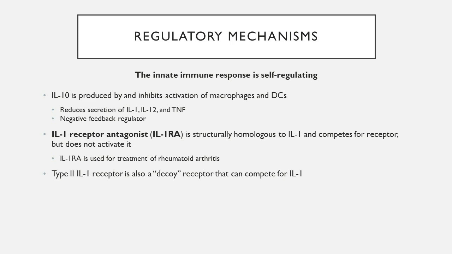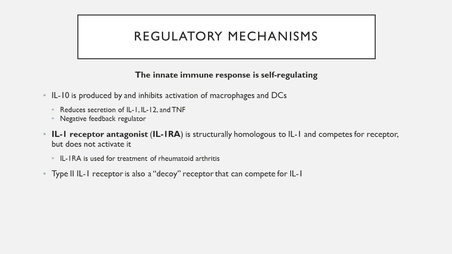Now, in closing out our chapter on inflammation, I'd like to talk about the regulatory mechanisms that are meant to inhibit inflammation, right? Because it's important to note that the innate immune response is self-regulating. So one cytokine that's involved in this is IL-10, which is produced by and inhibits activation of macrophages and dendritic cells. IL-10 serves to reduce the secretion of all the inflammatory cytokines we just talked about, so IL-1, TNF-alpha, IL-12, and because it's both produced by and affects macrophages and dendritic cells, it's an excellent example of a negative feedback regulator.